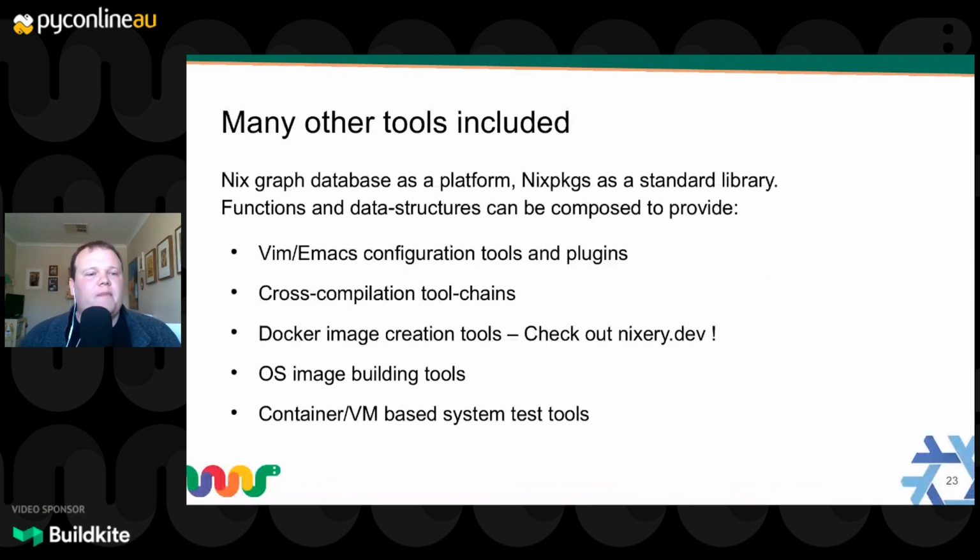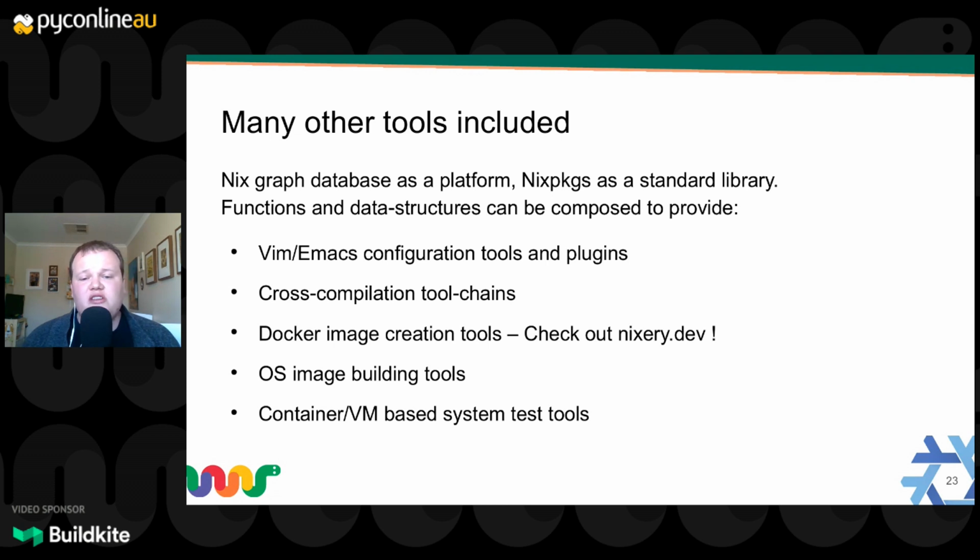Tooling in the ecosystem. Many other tools are included with Nix. Vim and Emacs configuration tools and plugins are part of Nix packages. You can create a completely reproducible Vim and Emacs configuration. It includes cross-compilation toolchains that don't pollute your cross-compilation targets with system headers. Makes it very, very easy for working on cross-compilation.